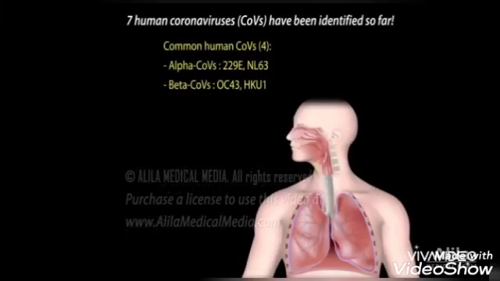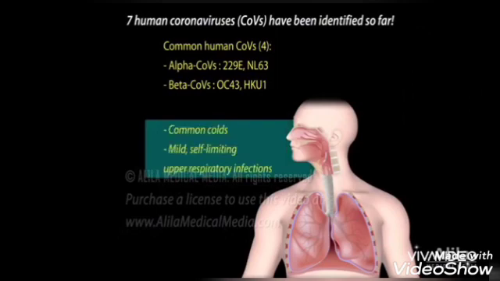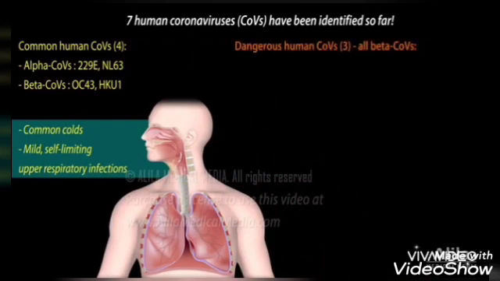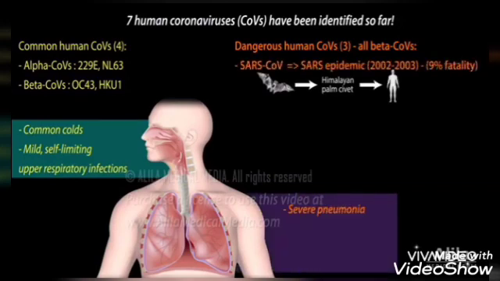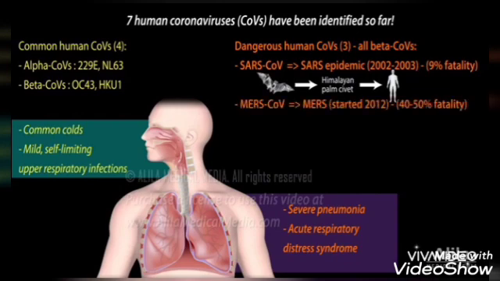In humans, they were thought to cause mild, self-limiting respiratory infections until 2002, when a beta coronavirus crossed species barriers from bats to a mammalian host before jumping to humans, causing the severe acute respiratory syndrome, SARS, epidemic. More recently, another beta coronavirus is responsible for the serious Middle East respiratory syndrome, MERS, which started in 2012.